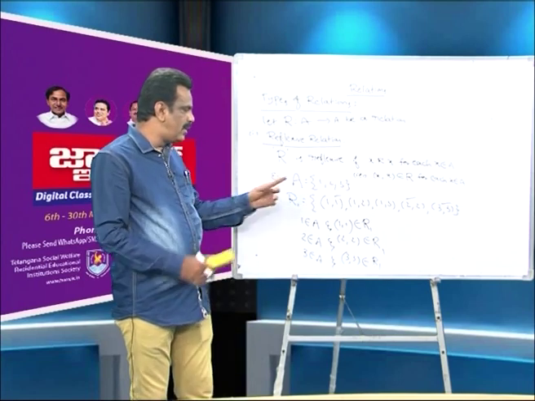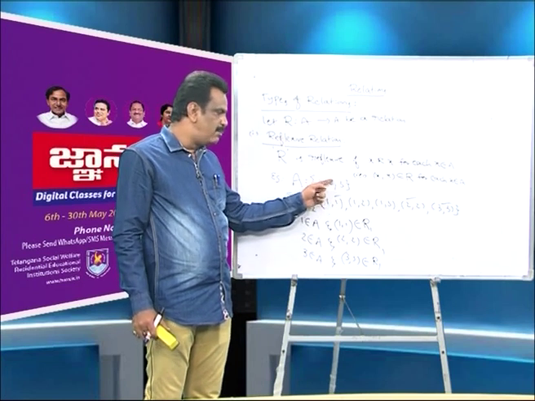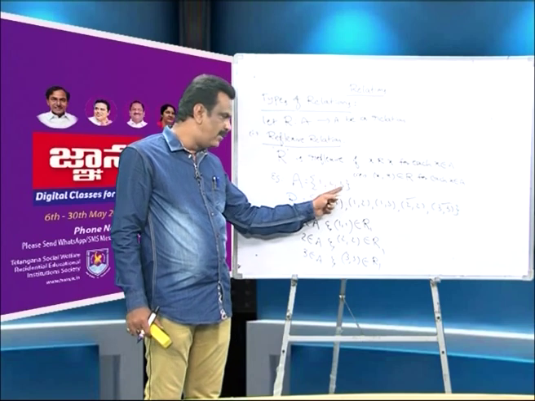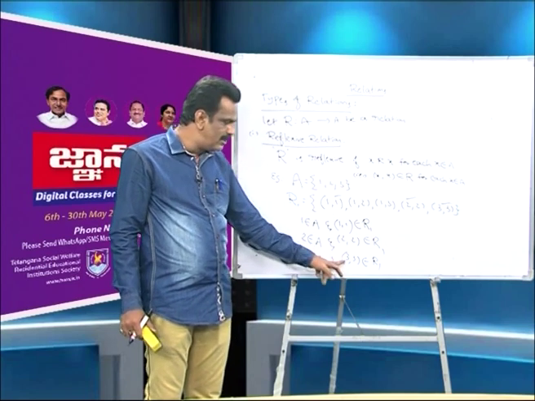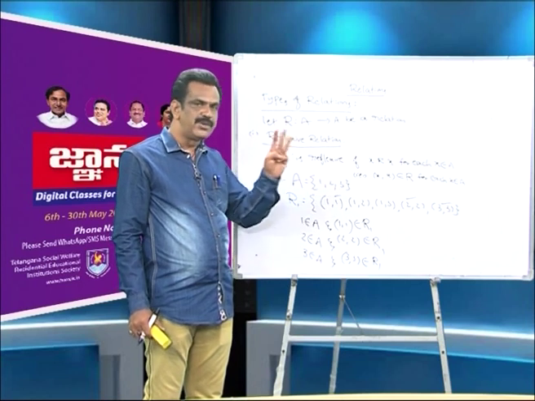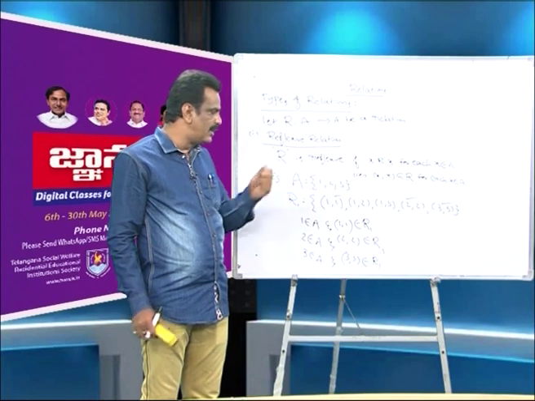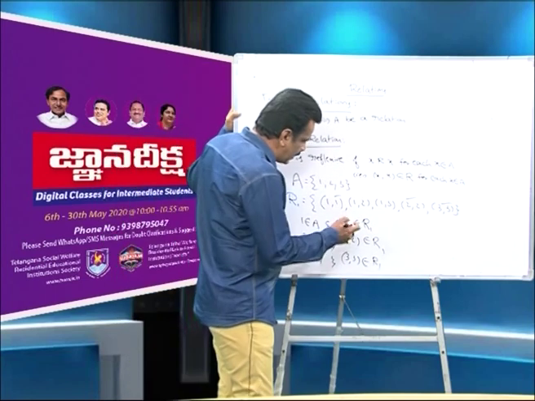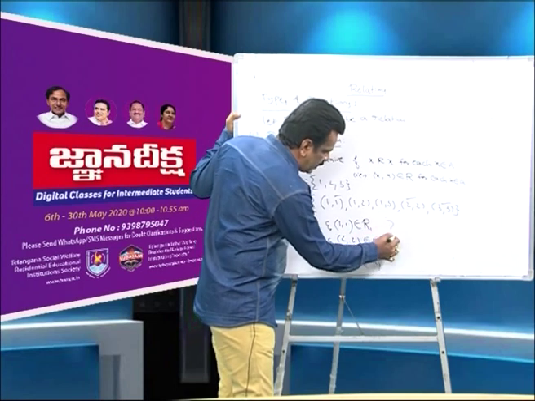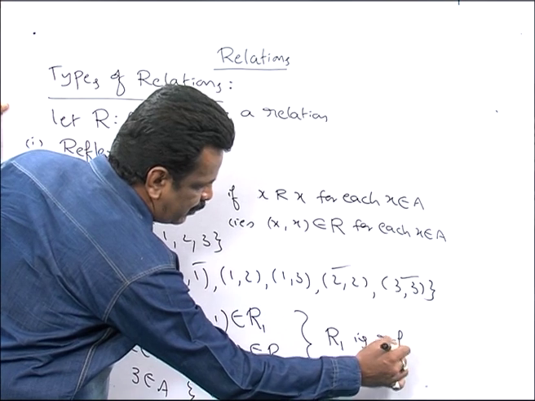Because A has 1, we must see whether 1 comma 1 is in R1; because 2 belongs to A, we must check whether 2 comma 2 is in R1; and because 3 is in A, we must check 3 comma 3 is in R1. As A has 3 elements, there must definitely be 3 such ordered pairs in R1, then only it becomes a reflexive relation. Here (1,1), (2,2), (3,3) each is present in R1. We can say from this that R1 is reflexive.